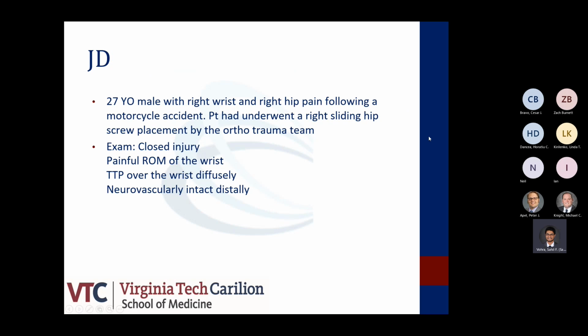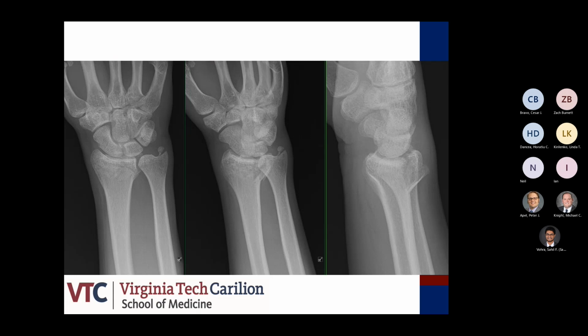All right. JD is a 27-year-old male with right wrist pain and hip pain following a motorcycle accident. He underwent a sliding hip screw replacement by the ortho trauma team for, I think, a basicervical femoral neck fracture. On exam of his wrist, he has a closed injury, he's painful to range of motion, he's tender to palpation over the wrist diffusely, and neurovascularly intact distally. So, Neil, would you mind taking a look at this one for us?